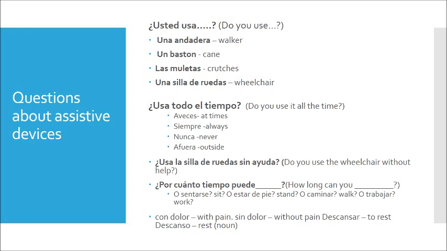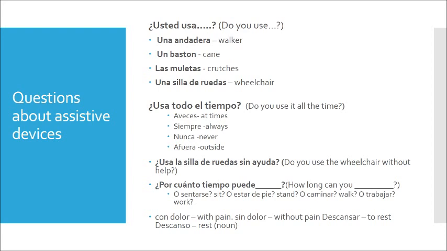And then you want to ask them how often they're using it. ¿Usa todo el tiempo? So you're asking them, are you using it all the time? And their responses could be varied. A veces, at times. Siempre is always. Nunca is never. Or afuera. Afuera is outside. So those are some responses you might get from them, or sometimes I might prompt them to find out if they use it outside or inside, or how often they are using the assistive device.